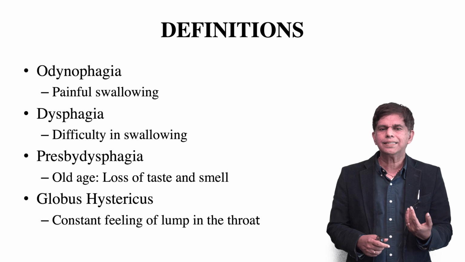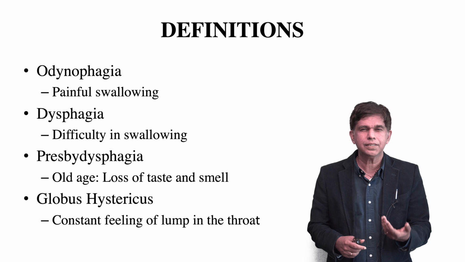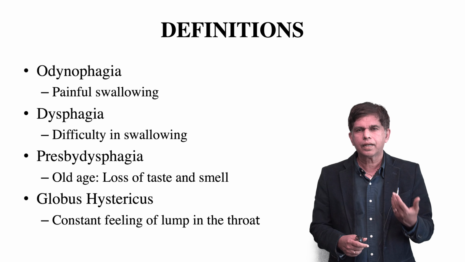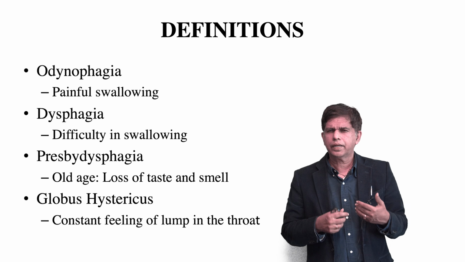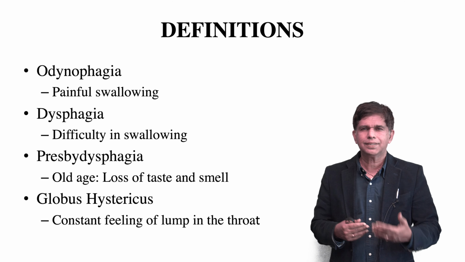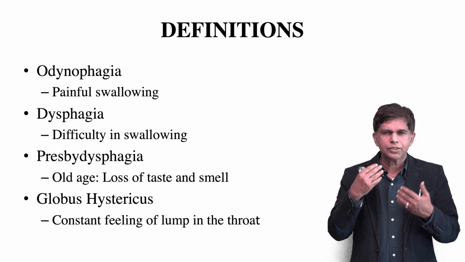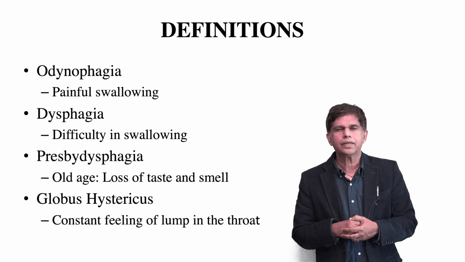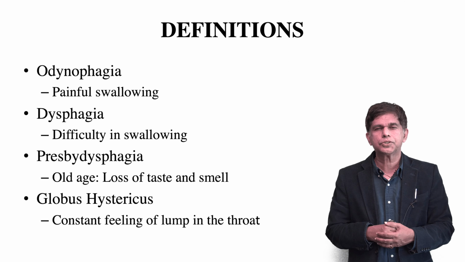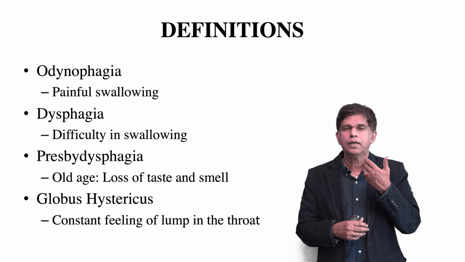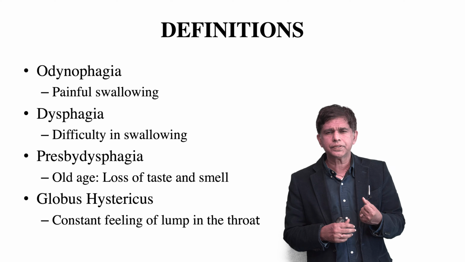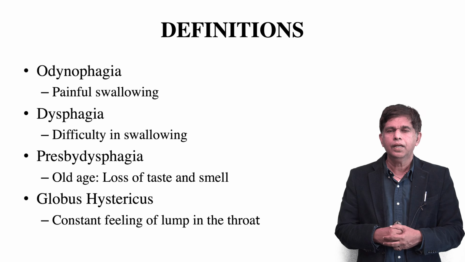And then presbydysphagia is usually seen in elderly people, okay? Because when we all get older, a lot of our mechanisms change: we lose the taste, we lose the muscle strength for chewing, we lose the smell also, and there's a lot of fat deposition on the tongue. That all affects the oropharyngeal phase most of the time.